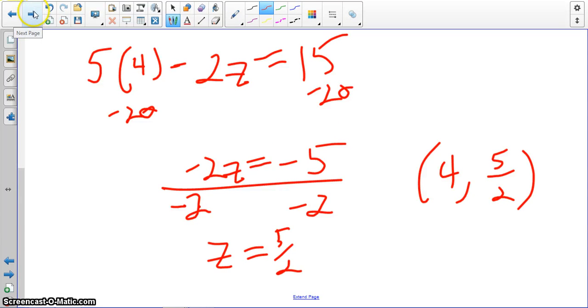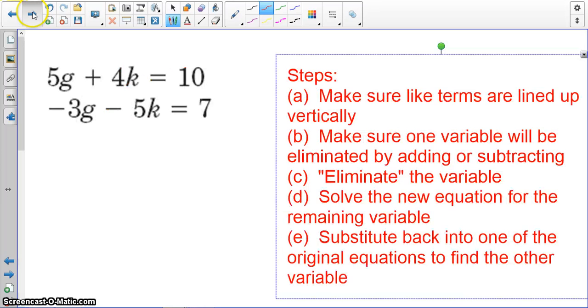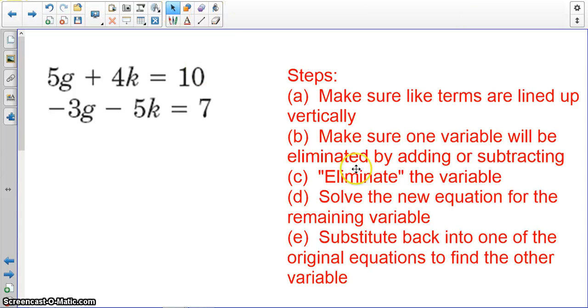Okay, last but not least. What if you have to actually do something to both equations? Now technically that's never the case. You can always multiply something by a fraction or a decimal to make it work out, but we all know no one wants to do that. So the trick for this one in step B is you actually have to multiply both by something. And that's fine. That happens.